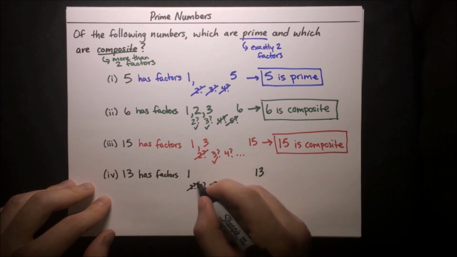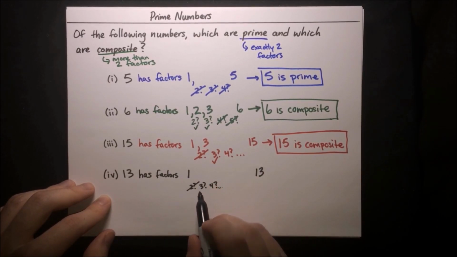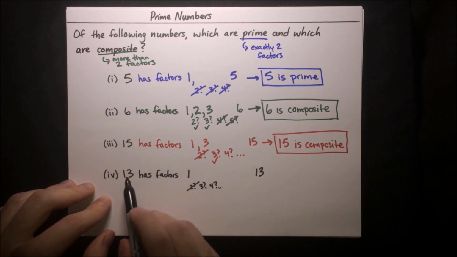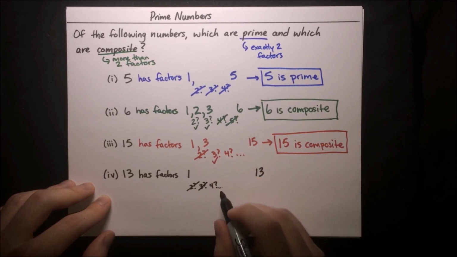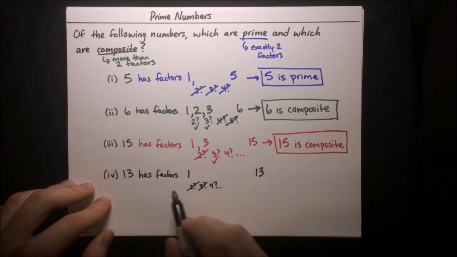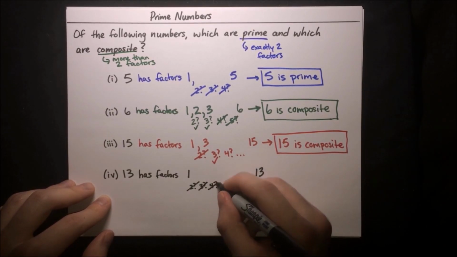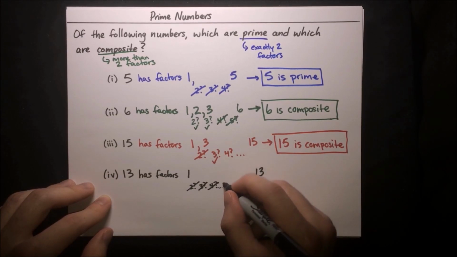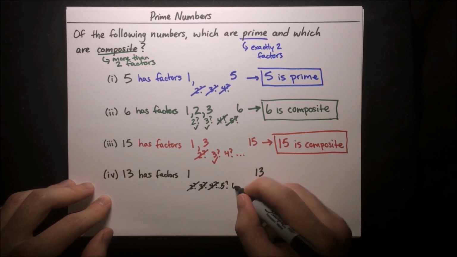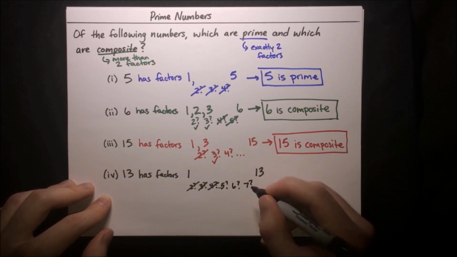No, 13 is not even, so 2 doesn't go evenly into it. What about 3? Is 3 a factor of 13? Well, 13 isn't divisible by 3, so no. By that same token, 13 isn't divisible by 4 either, so no. So we haven't found any factors yet, but we need to keep going to 5, 6, 7.